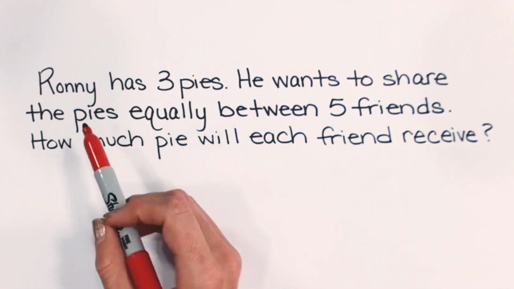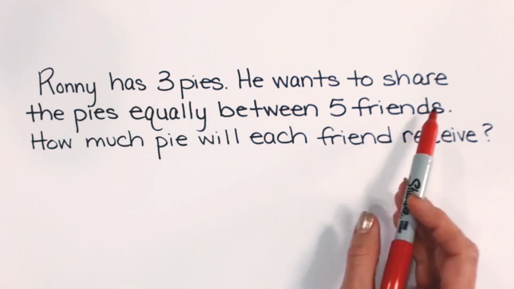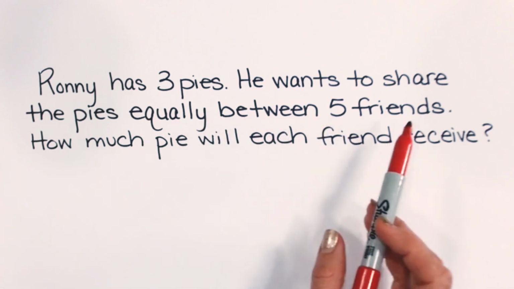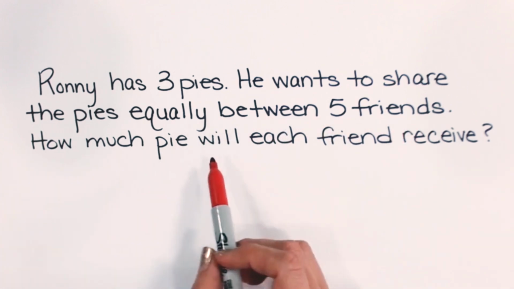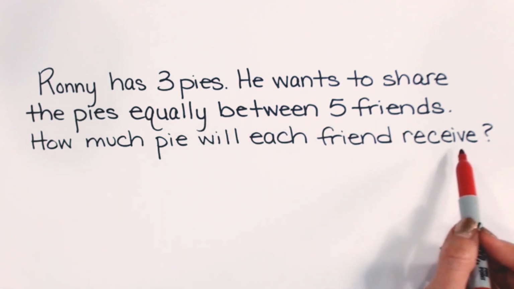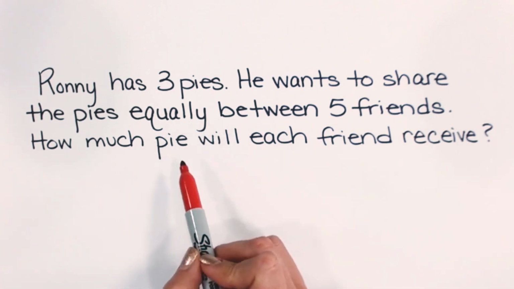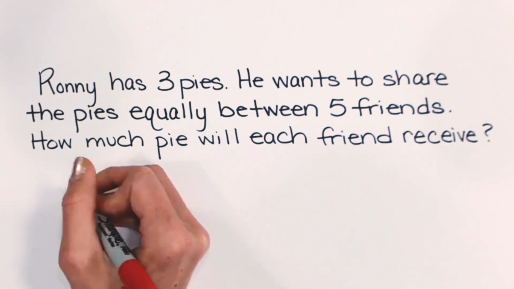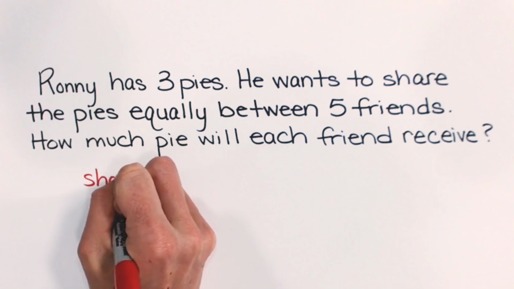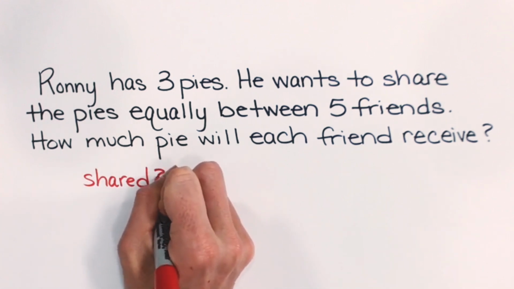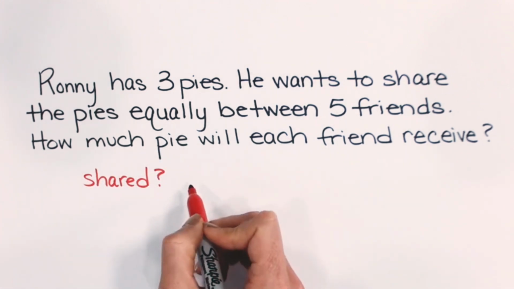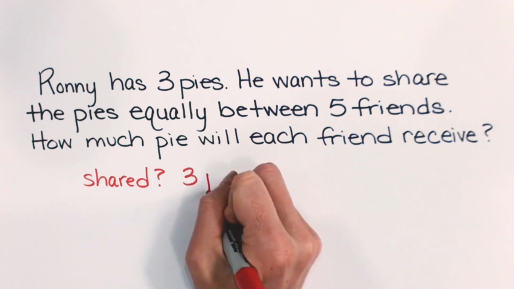So here's our problem. Ronnie has 3 pies. He wants to share the pies equally between 5 friends. How much pie will each friend receive? So when we're working with problem solving, we need to figure out what is being shared or used or cut up. So what are we sharing? We're sharing 3 pies.